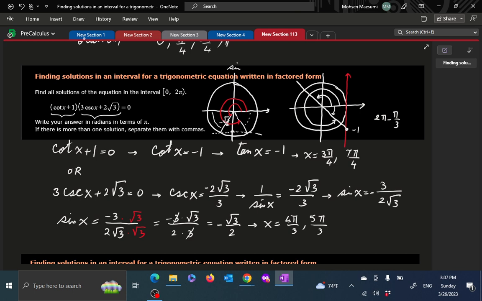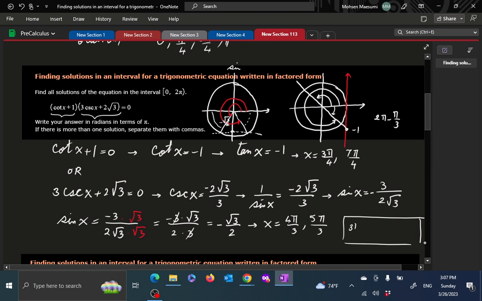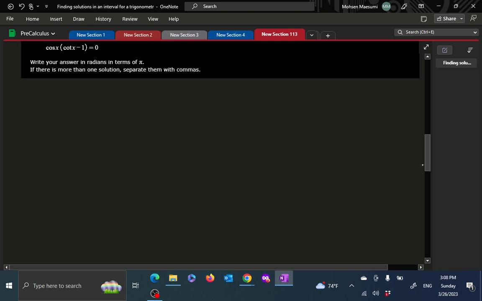So, final answer, we have to list everything we got. We had 3 pi over 4, and then 4 pi over 3. You don't need to list them in order, you can have it in any order. The only thing Alex expects from you is to separate them with commas. That will be sufficient.